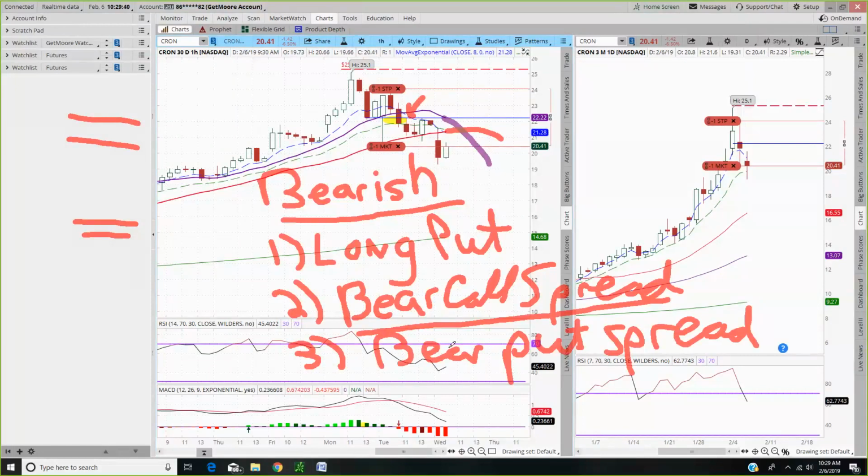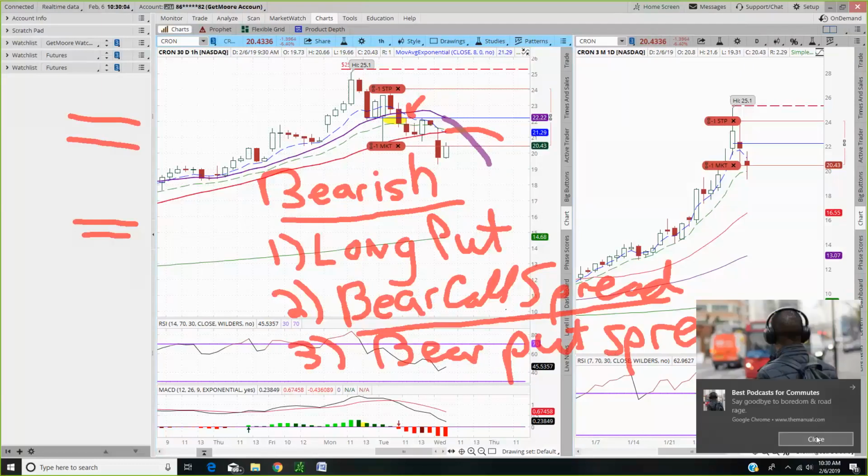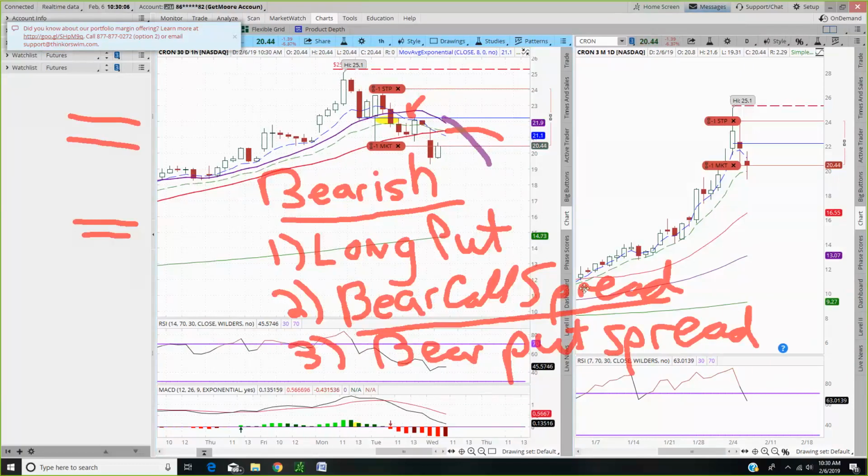Would it be beneficial if I made a little video on each one of these that explained how to sell a bear call spread, how to buy a bear put spread? So this way, when I say, guys, you can do a bear call spread, and you're like, what the heck is a bear call spread? You can go to my little video. This is bear call spread.